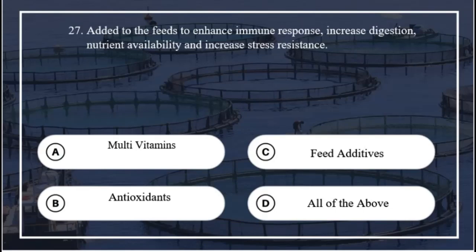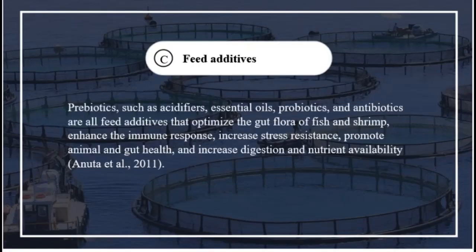A. Multivitamins. B. Antioxidants. C. Feed additives. D. All of the above. Answer: C. Prebiotics, such as acidifiers, essential oils, probiotics, and antibiotics are all feed additives that optimize the gut flora of fish and shrimp, enhance the immune response, increase stress resistance, promote animal and gut health, and increase digestion and nutrient availability. Anuta et al., 2011.